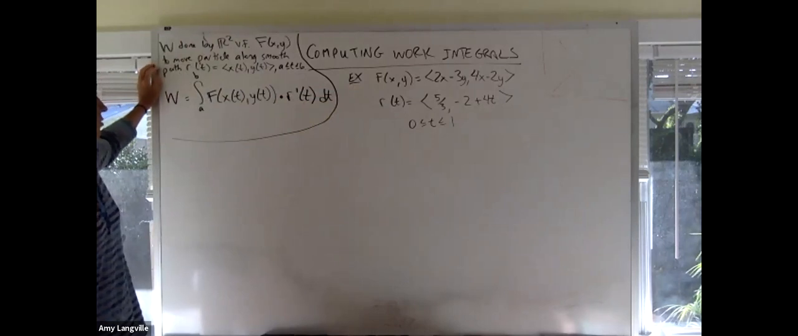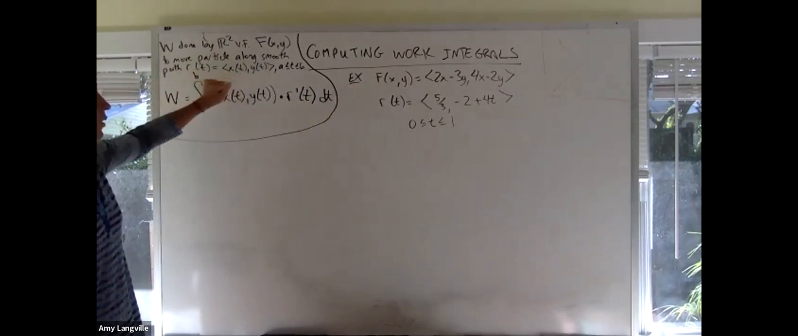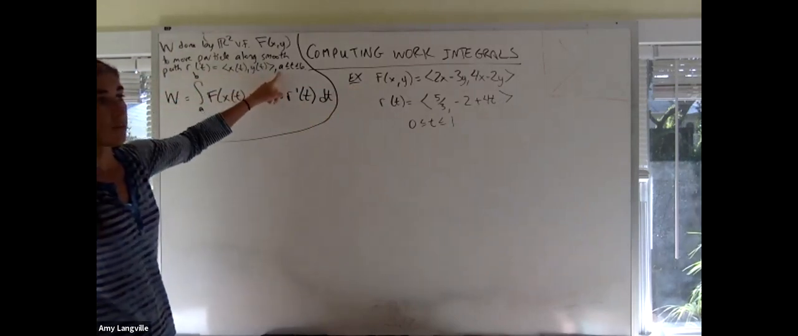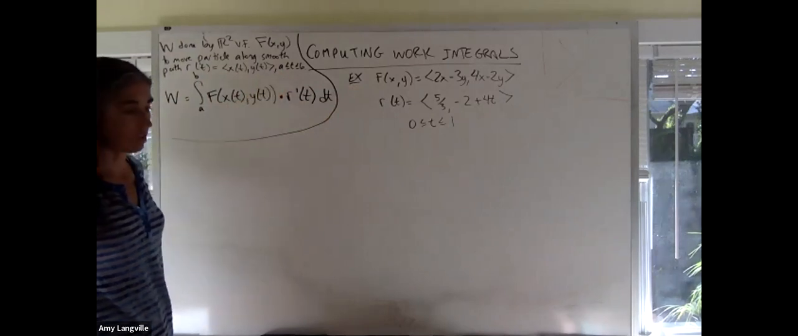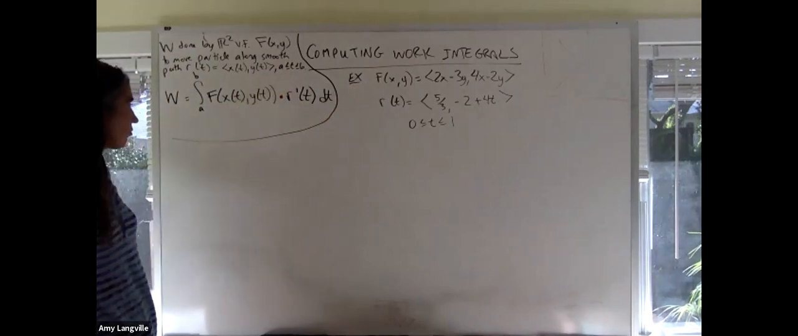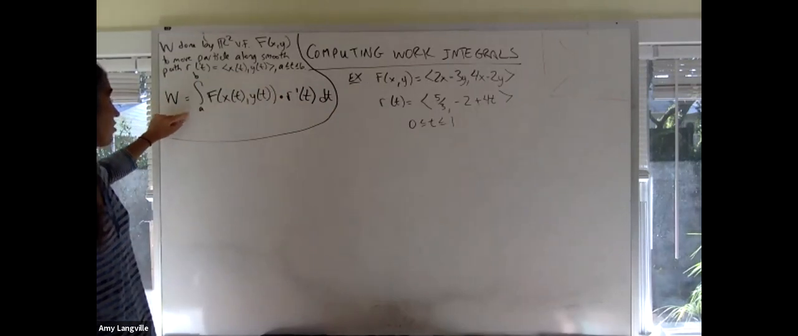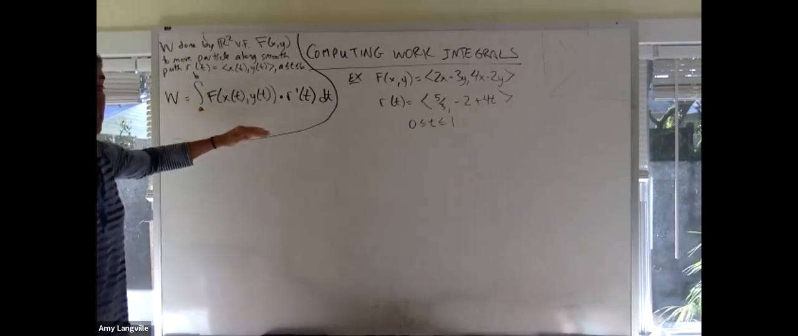And so if you want to measure the work done to move a particle along a plane curve R of t, so two-dimensional, over the domain where t goes from a to b. So that was like our picture before with our vector field. This is your work. So you're doing just exactly what we said.